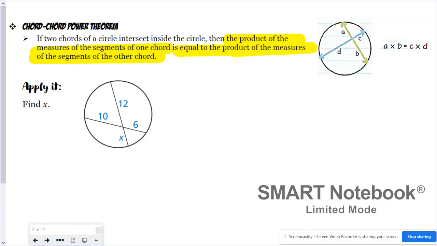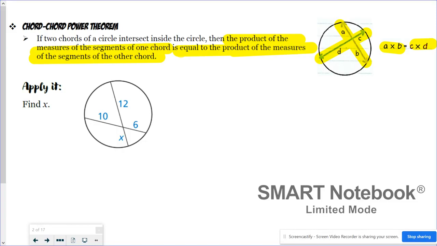What? I know that's what you're thinking, huh? All right, so this green chord over here has been split into two smaller segments, A and B. So A times B is the product of the measures of the segments of that chord, okay? And then the blue chord, you have segments D and C. So C times D is the product of the measures of the segments of that chord.